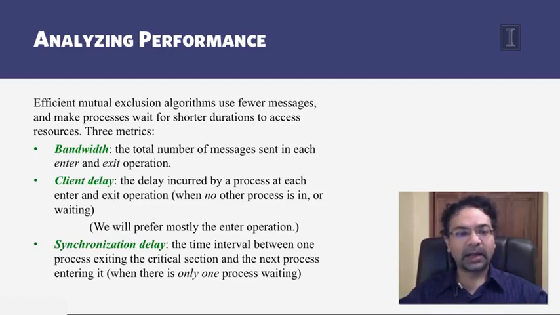The client delay and synchronization delay are as follows. The client delay is a delay incurred by a process when there is currently no other process in the critical section. Okay? Which means that right now there is no one in the critical section. One process comes along and says, hey, I need access to the critical section. How long does it take that process to get into the critical section? The synchronization delay is the delay between one process releasing the critical section, that is calling the exit function, and the next waiting process getting access to the critical section. Okay, so we assume that there is only one releasing process, and there is only one waiting process for the synchronization delay.